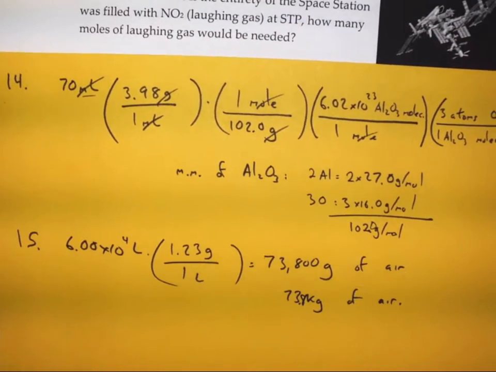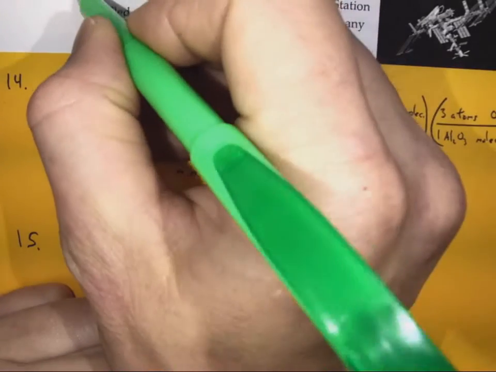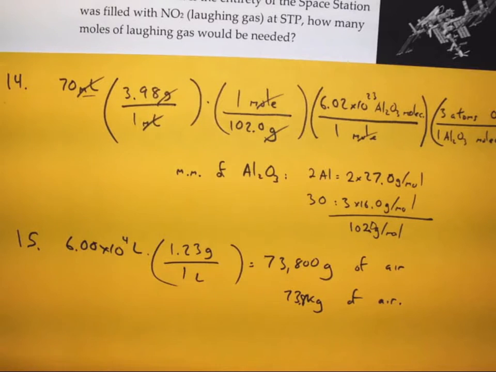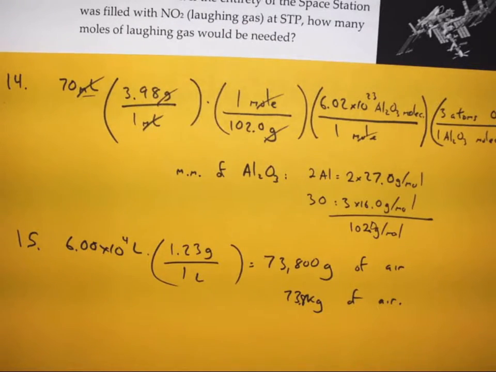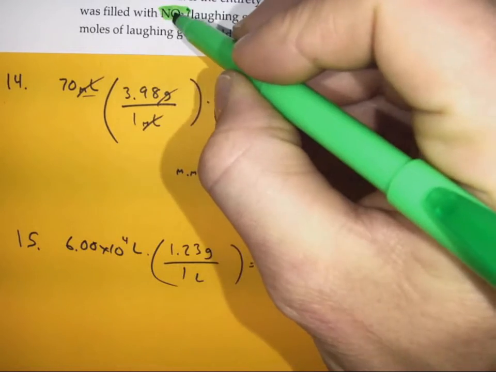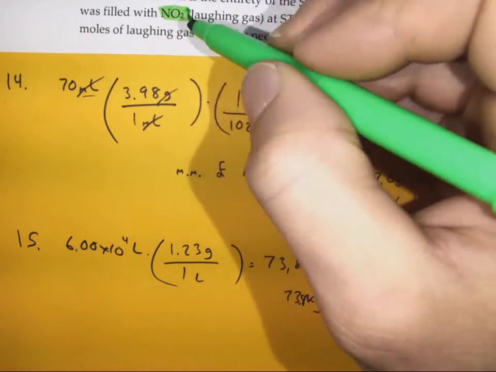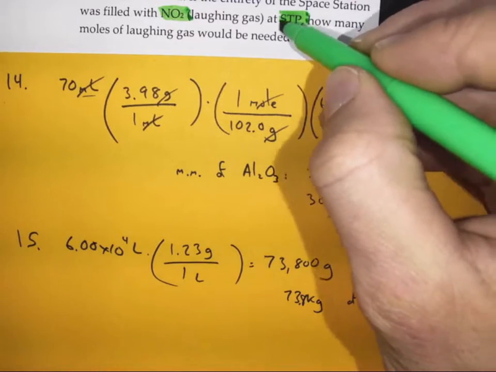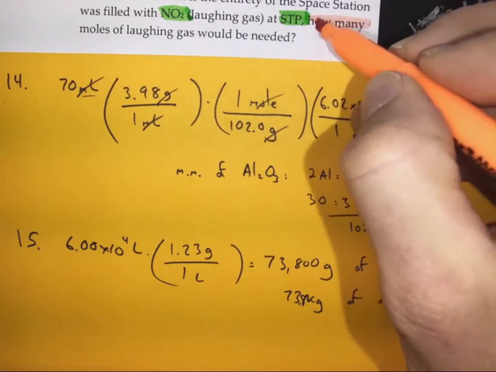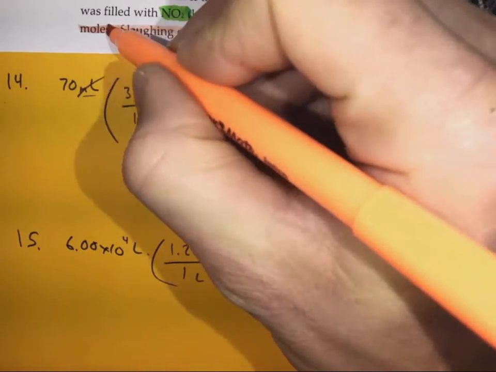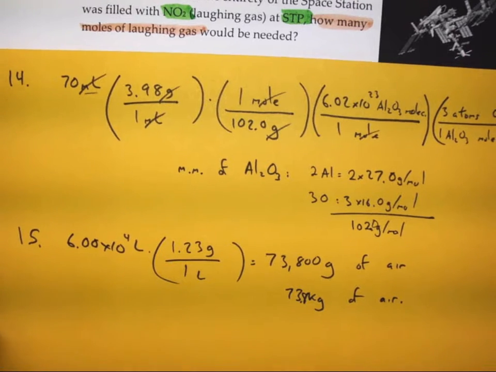Moving on, so we've got the International Space Station, and it is pressurized, has a volume of 932,000 liters. And what do we know? We know that we want to fill it with nitrous oxide. We're not sure if nitrous oxide, the molecular composition, is going to be important or not, but we do know that it's at STP, and that's going to be important. And we want to know how many moles of laughing gas would be needed to fill the International Space Station. All right.